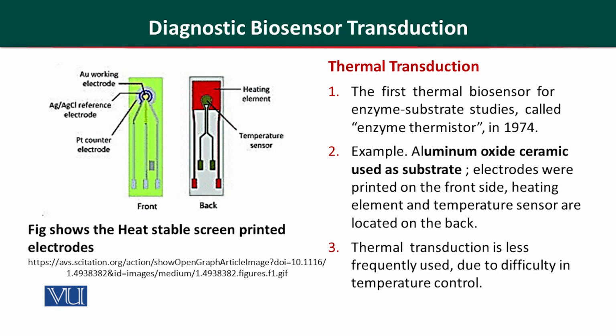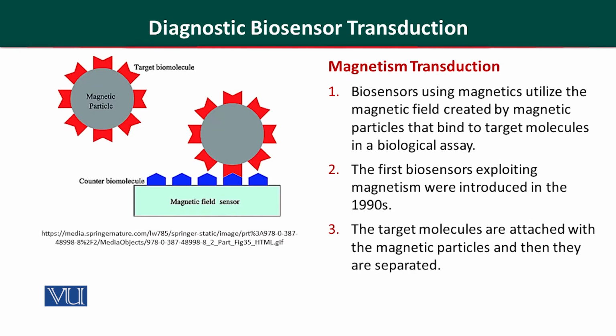in 1974. Here in this slide, an example is shown in which aluminium oxide ceramic was used as a substrate, and the electrodes were printed on the front, while the heating element and the temperature sensors are located on the back. But these thermal transducers are not frequently used in diagnostic biosensors, which we will discuss in our later modules. Now, the magnetic transduction.